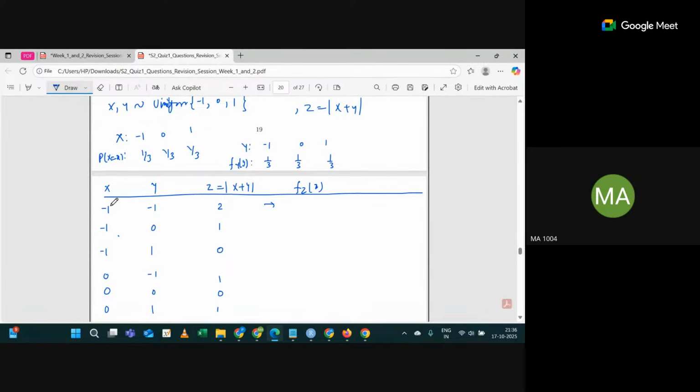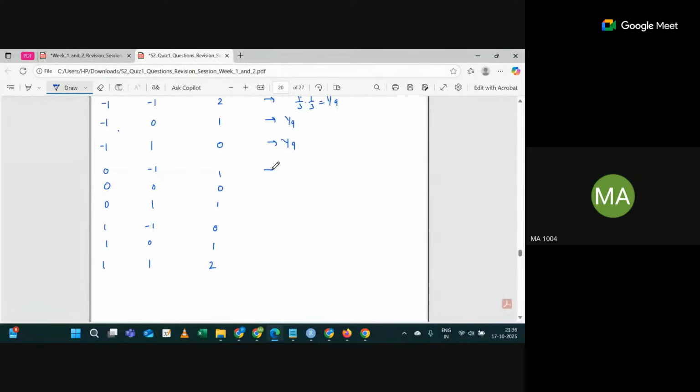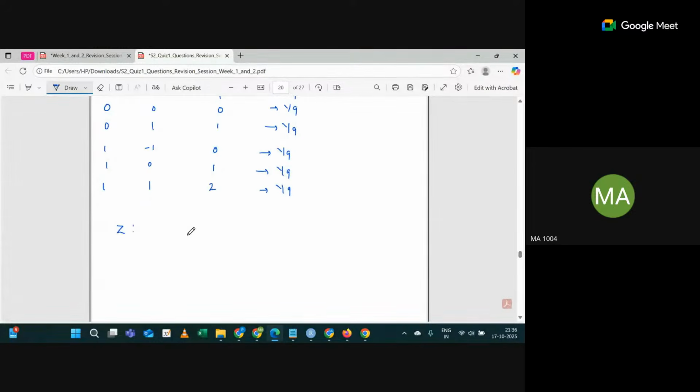Tell me, what is the probability that x will take -1 and y will take -1? Since these two are independent, it will be 1 by 3 into 1 by 3, which is 1 by 9. So basically 1 by 9 will be for all cases, right? If you take any value, it's 1 by 3 into 1 by 3. Yes or no? Yes. So this is 1 by 9, 1 by 9, 1 by 9, 1 by 9, and 1 by 9. Very good. Now, what are the possible values Z will take?